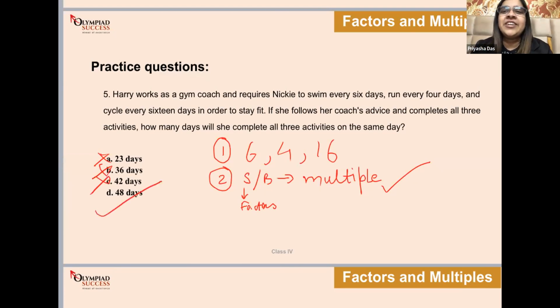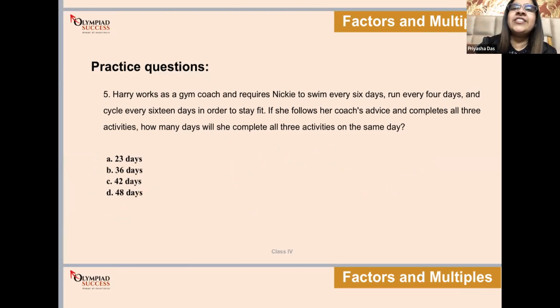That is 48 days. Why? 48 comes in the table of 16. 48 comes in the table of 4 as well as 6. Any questions? No? Perfect. Ready for the next question then? All of you? Thumbs up. Wow, perfect. You are so enthusiastic. Very nice. I loved it.